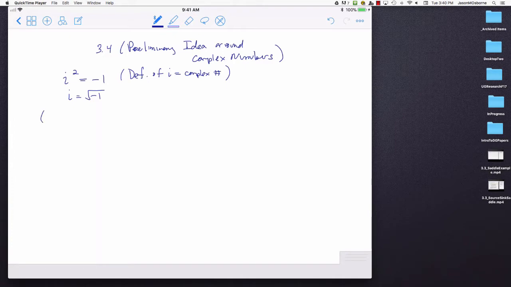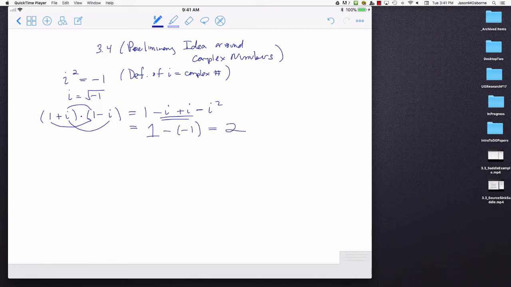So for example, if you have the number 1 plus i, and then you multiply that by the number 1 minus i, right? You can distribute this just like you would. 1 times 1 is 1. 1 times negative i is negative i. 1 times i is positive i. i times negative i is negative i squared. So notice in this case that you can do complex arithmetic. The i minus i is going to be 0. i squared is -1, so minus i squared is plus 1, and 1 plus 1 is 2. Okay, so you can do arithmetic with i.